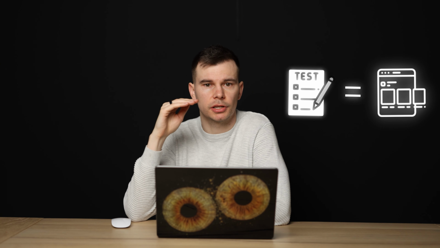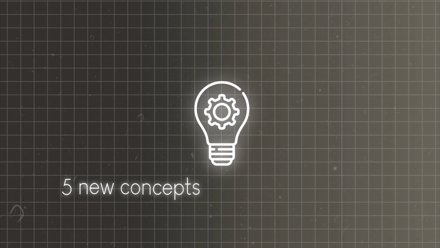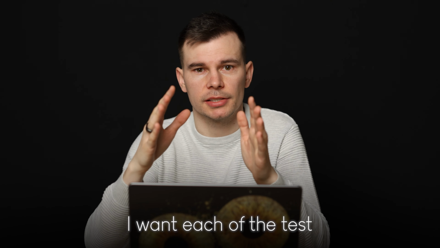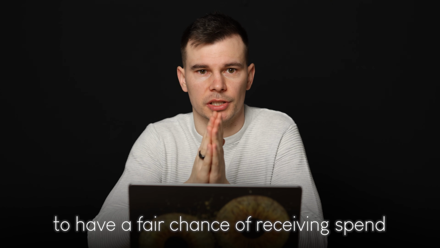I'm conducting all of my tests in an ABO campaign, where each new test equals a new ad set. That means if I have 5 new concepts, I would have 5 new ads. I want each of the tests to have a fair chance of receiving spend. If I would use CBO, Facebook might favor 1 or 2 concepts, often based on click-through rate or average watch time, which is often not linked to the lowest CPA. And my goal is not to find the most engaging ad. My goal is to find the ad with the best performance.